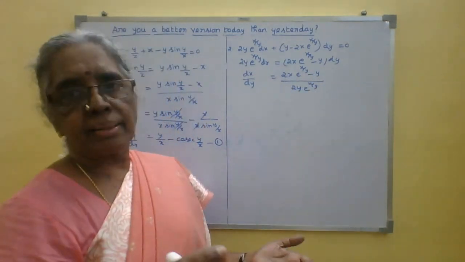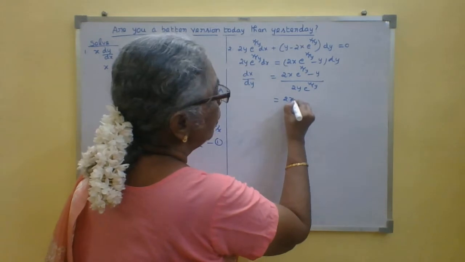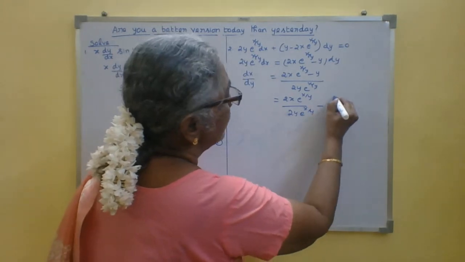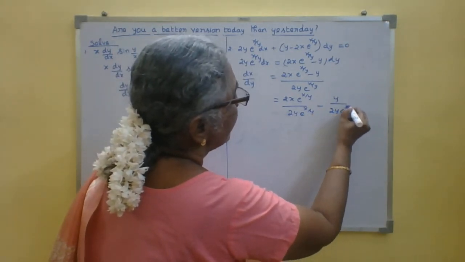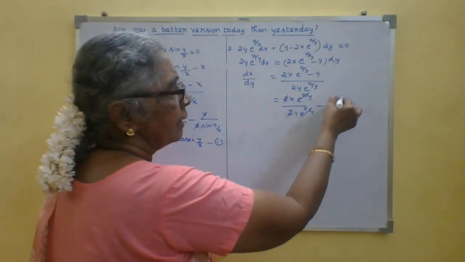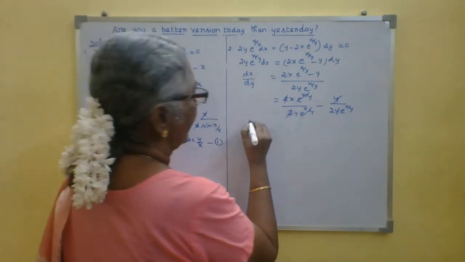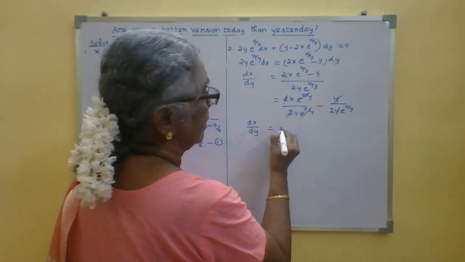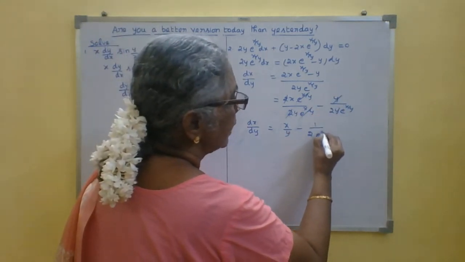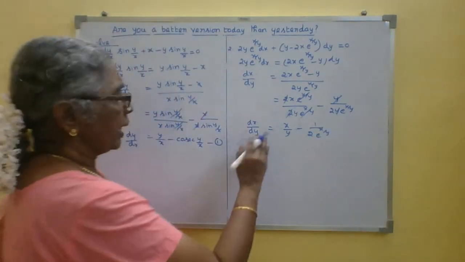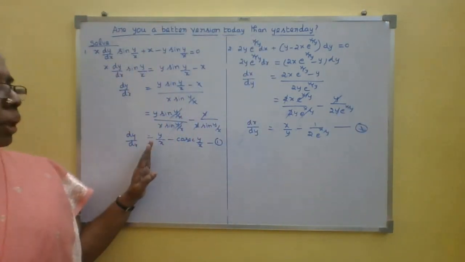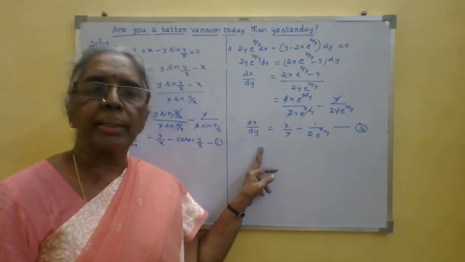Here also the numerator consists of two terms. So split it now: 2x e power x by y by 2y e power x by y minus y by 2y e power x by y. Now this 2 and this 2 will get cut. This term will get cut. This y will get cut. Okay. So now you get dx by dy, that is equal to x by y here. Here you are getting minus 1 by 2 e power x by y. So now we will call this 1 for this sum. So here you have got dy by dx. Here you have got dx by dy.